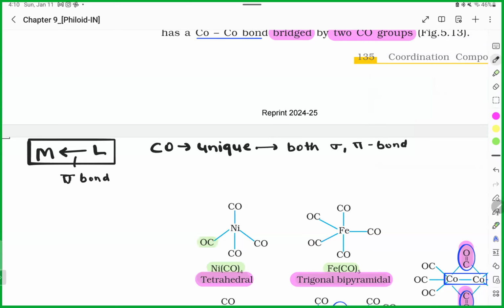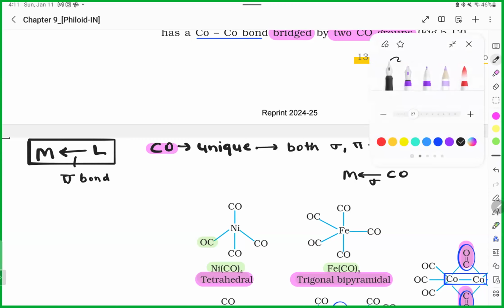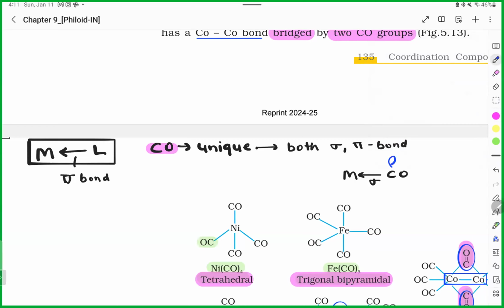But in case of carbonyl, even a pi bond exists. How is that possible? Because when you consider metal and carbonyl, the carbon donates electrons to the metal and forms a sigma bond as usual. But other than that, there will be a special orbital present in the carbon.